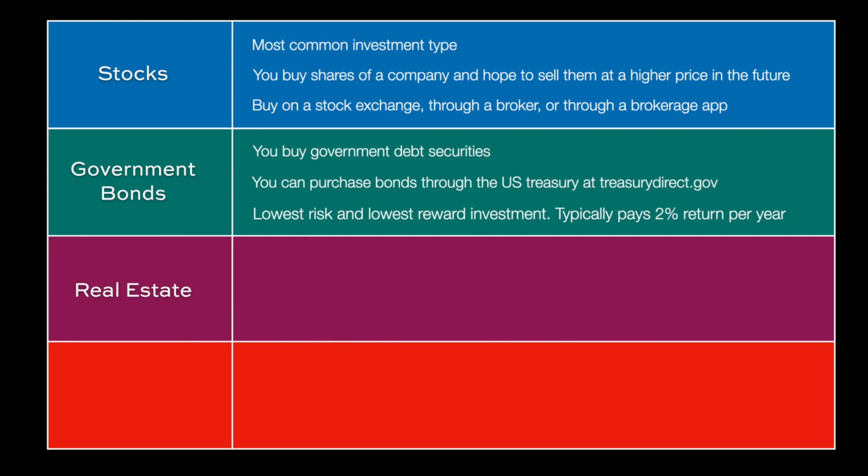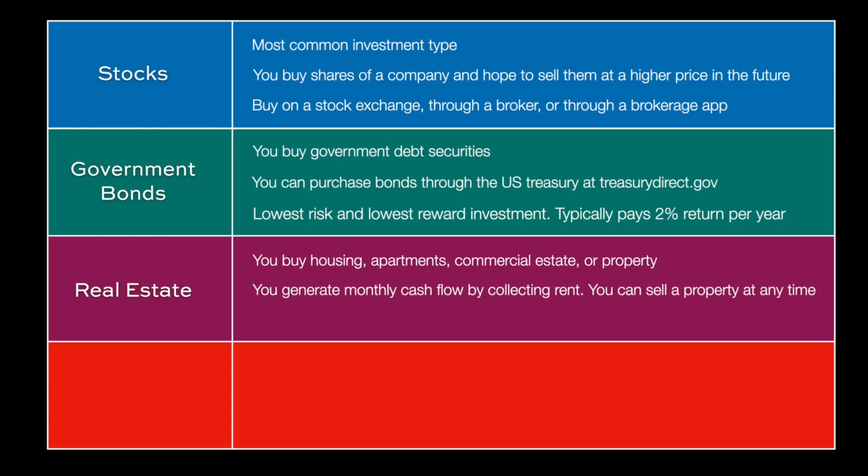Third category is real estate. Real estate investing is when you buy housing, apartments, commercial estate, or property. By doing this, you generate monthly cash flow by collecting rent, by renting it out to people or businesses. You can also sell your property at any time and collect the profits off that. So real estate does two things. It generates cash flow month over month through rent, and if your real estate assets are going up, you can also sell them at a later date, similar to a stock price that's gone up and down. But the benefit of real estate is that you also get that cash flow generating as well.